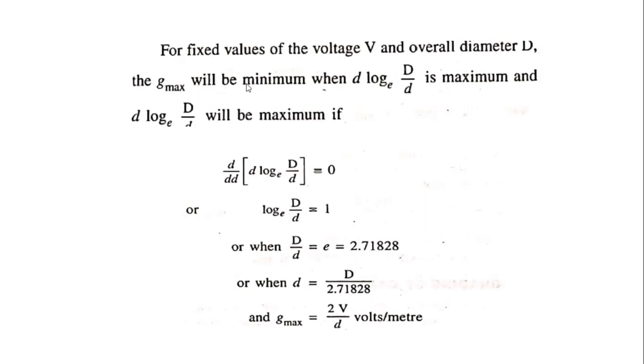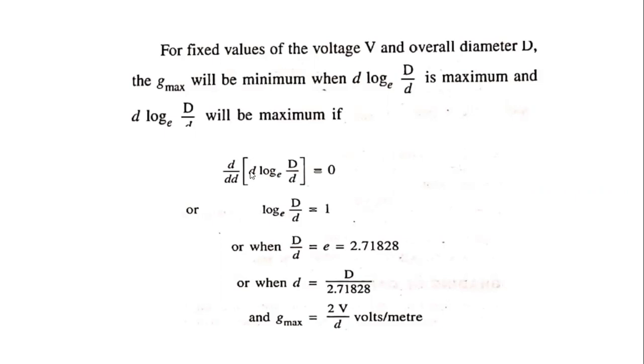Therefore, the Gmax will be minimum when d log_e(D/d) is maximum. How will it be maximum? By differentiating with respect to d and equating to 0. Differentiating Gmax with respect to d and setting it equal to 0.